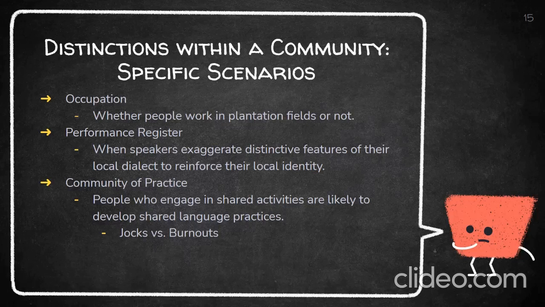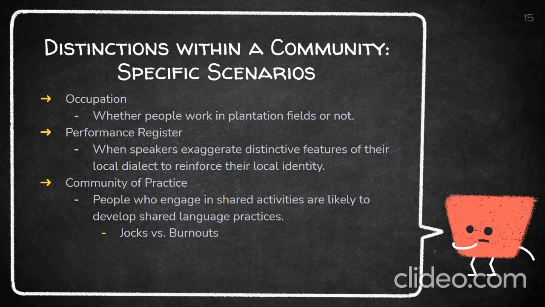Another one is performance register, and that's when speakers exaggerate distinctive features of their local dialect to reinforce their local identity. This would be like a Southerner who is really exaggerating their y'alls and stuff because they want people to know that they are a Southerner, that they're from Texas or something. I'm not sure. And the last one would be a community of practice.